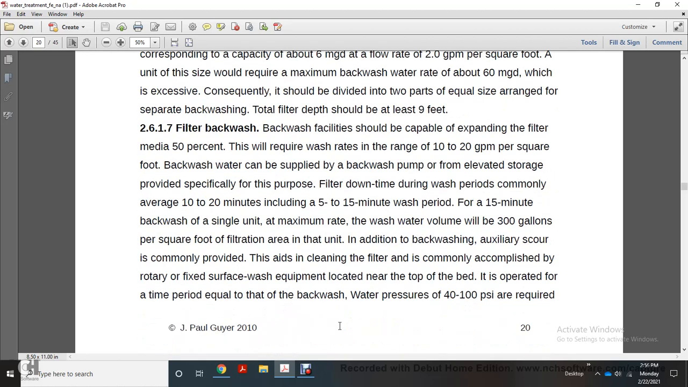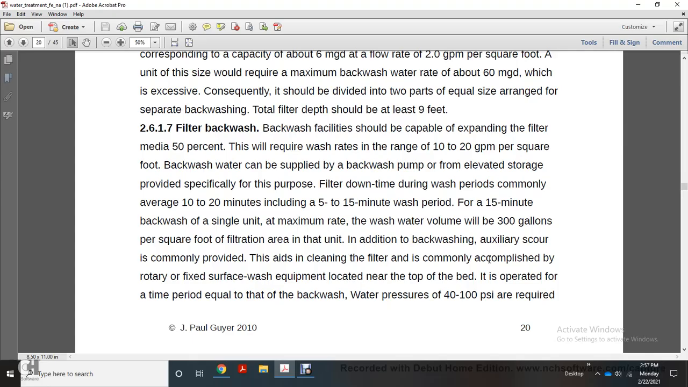Filter backwash. Backwash facilities should be capable of expanding the filter media by 50%, which will require a wash rate in the range of 10 to 20 gallons per minute per square foot. Backwash water can be supplied with a backwash pump from elevated storage provided specifically for the purpose. Filter downtime during the wash period commonly averages 10 to 20 minutes, including a 5 to 15 minute wash period. For a 15-minute backwash of a single unit at the maximum rate, the wash water volume will be 300 gallons per square foot of filtration area.